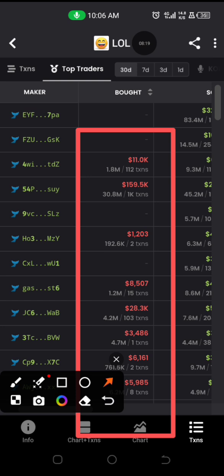Let me explain to you now. Like this number 3 in serial number, you see how much it used: 11.0k. And look at how many pieces: that is 1.8 m. And how many transactions? 112 transactions. Look at everything there.